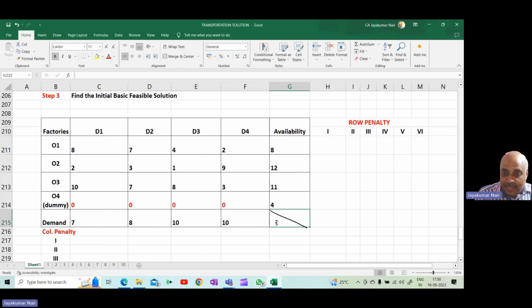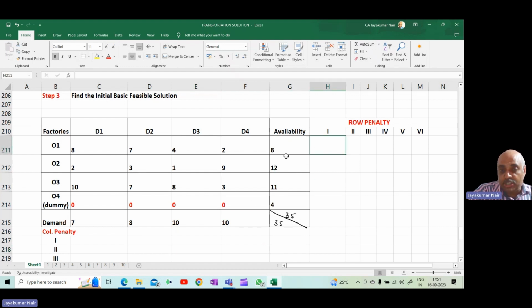So your first step is, when the data is unbalanced, you have to make it into balanced data by introducing a dummy row or a dummy column as required. So in this case, I had to introduce a dummy row. And what about the cost cells in this particular row? It will be taken as 0 because there is no transportation cost, because you're not actually transporting any goods. This is only a dummy row.